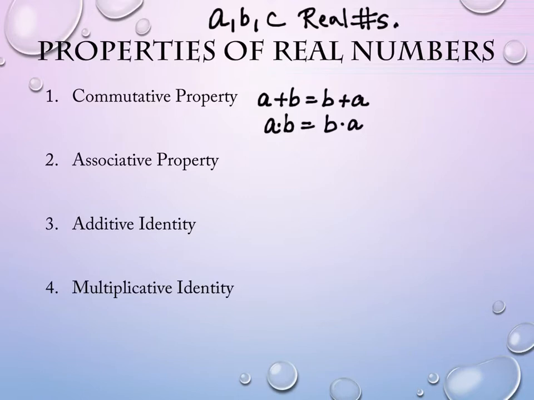Now, of course, addition and multiplication are not the only operations we have. We have subtraction and we have division, but they don't have this property. Let me show you what I mean. It's actually not true that A minus B is equal to B minus A. Neither is it true that A divided by B is equal to B divided by A, at least not in general. So this is specific to addition and multiplication. It doesn't work for the other operations.